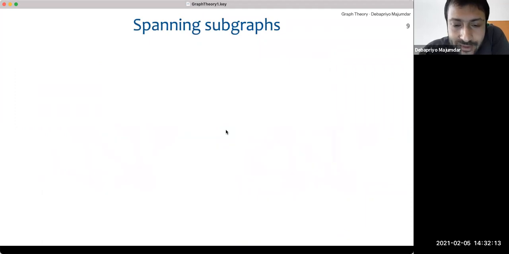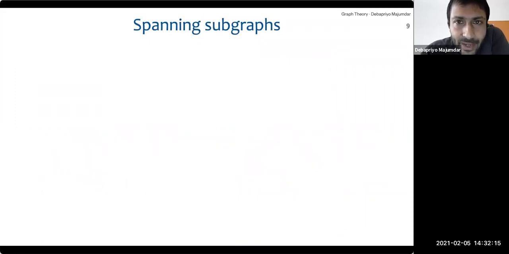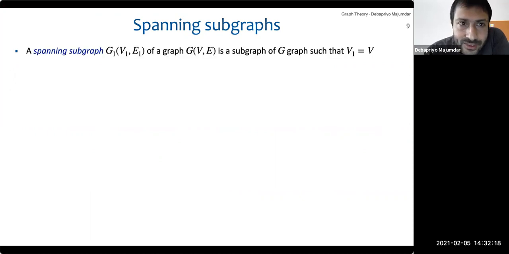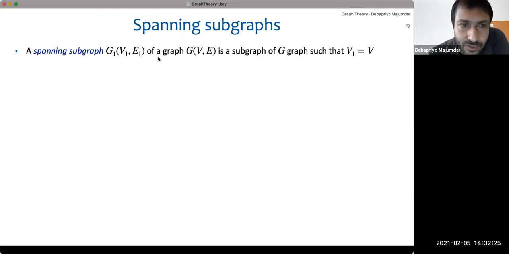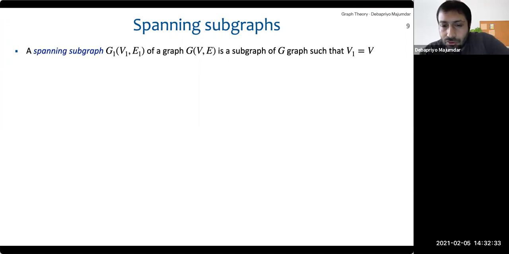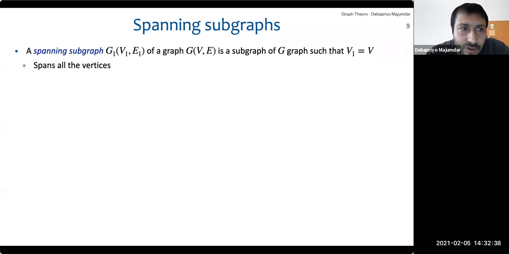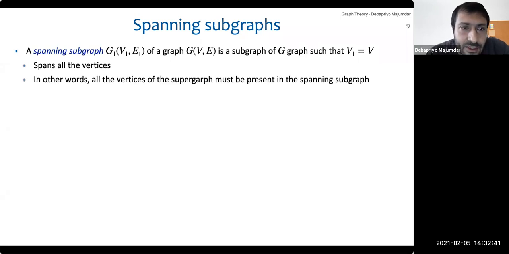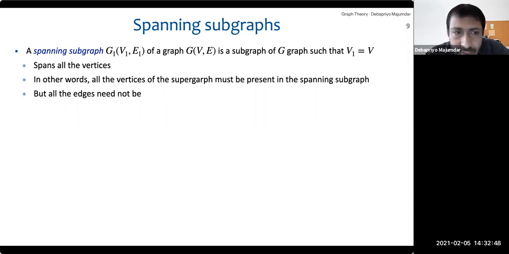Now, the more interesting concept is spanning subgraph. So what is a spanning subgraph? A spanning subgraph is what one of you was actually saying. G1 is a spanning subgraph of a graph G if it covers all the vertices. So you don't need to have all the edges, but cover all the vertices. Okay, so it spans all the vertices. In other words, all of the vertices of the supergraph must be present in the spanning subgraph, but all the edges need not be present.